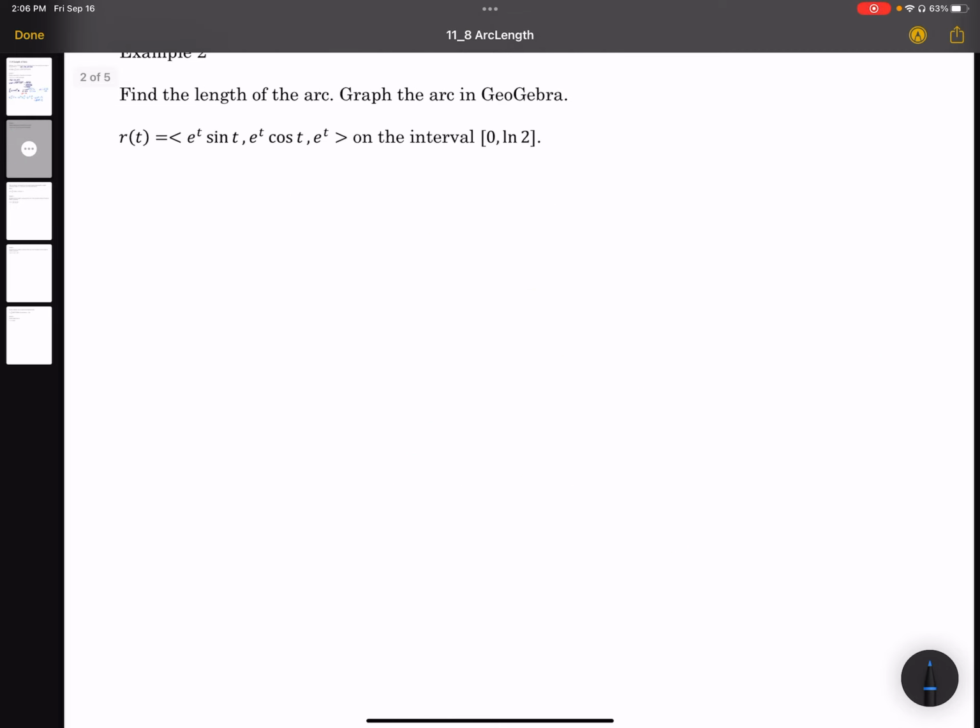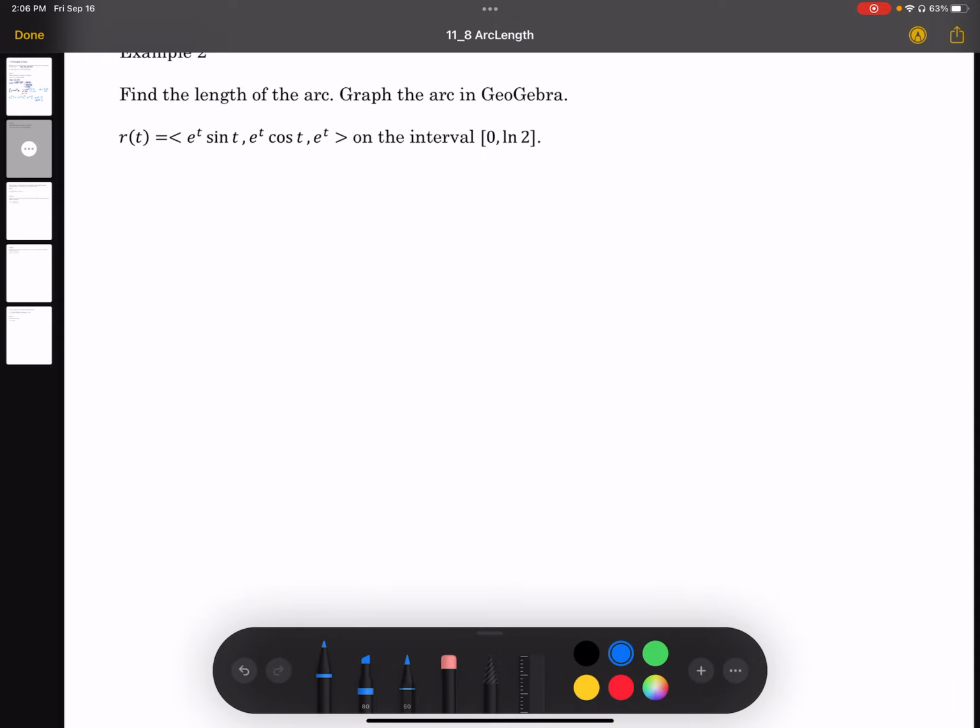For our second example, we have this function that has 3 components. We have e to the t sine t, e to the t cosine t, and e to the t. So it seems like it might be a beast of a problem. Let's see what we get.